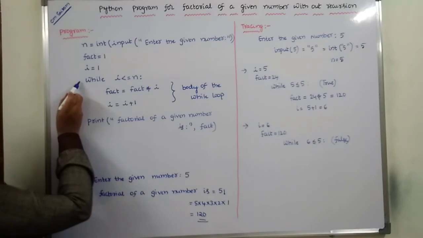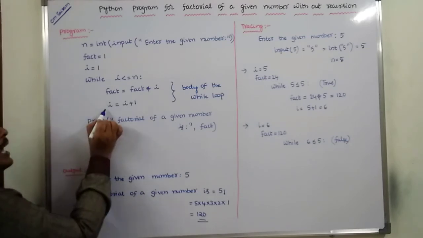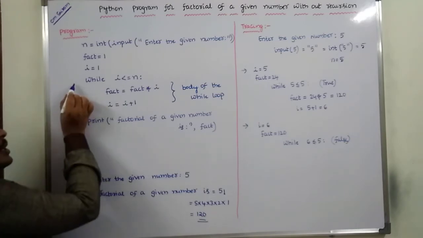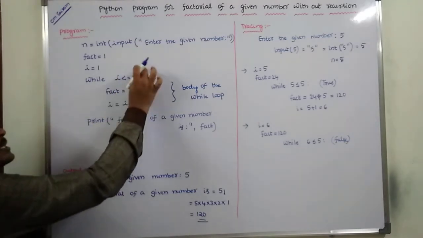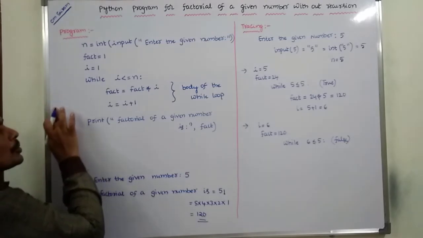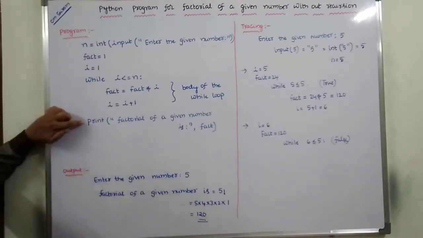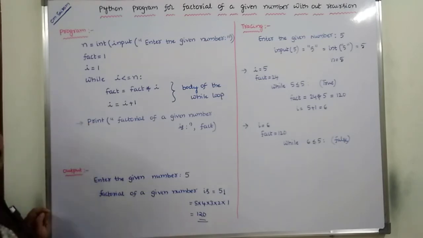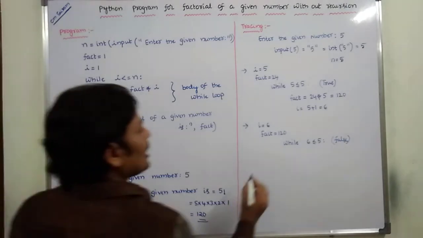So the while loop starts from this statement and ends with this statement. This is the body of the while loop. If this condition is false, then the control goes to the next statement after the while loop. After the while loop, the next statement is this one. What is this statement?